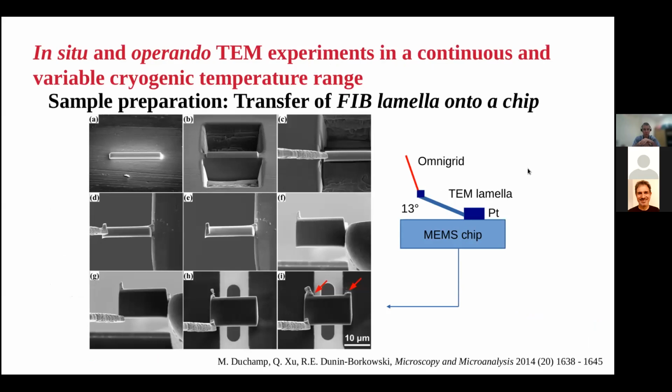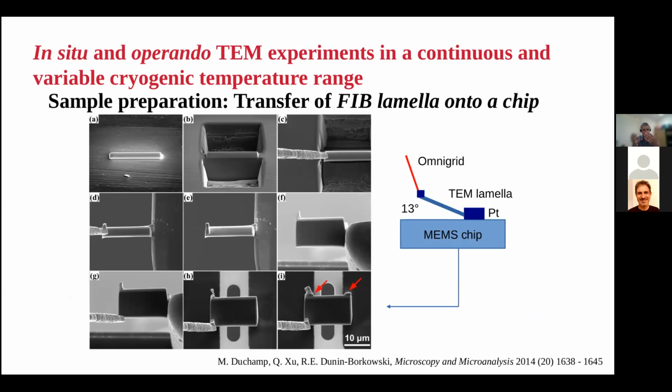So before going inside the experiments themselves, you have to understand that when we start from a device, usually it's a bulk device, and somehow we have to mount it on the TEM support, and then we have to make it electron transparent. And on top of that, when you want to do operando TEM measurements, you have to make sure that you have some electrical contact to your TEM lamella.